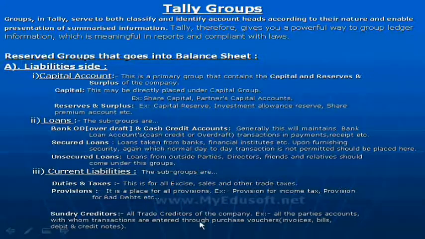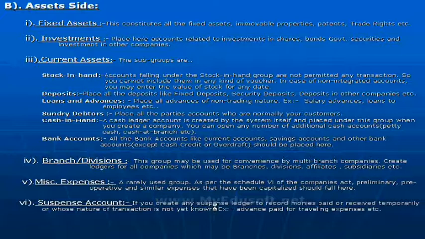And on the asset side, first one is fixed assets. These are the assets which are immovable properties like buildings, patents, trade rights, etc. and are shown under this group. Next one is investments, like investments in shares, bonds, government securities, and investment in other companies are some examples.